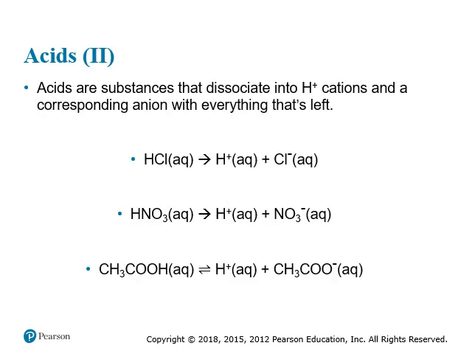So what really happens when you place that substance into water? Well, acids dissociate into the H plus cation and an anion that is essentially everything that's left in the molecule. So here we see three examples of acid dissociations. HCl, which is hydrogen chloride. When you place it in water, it forms HCl, or hydrochloric acid. That HCl breaks apart into the H plus cation and the chloride anion.